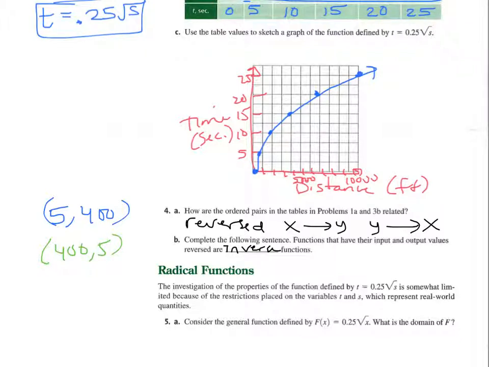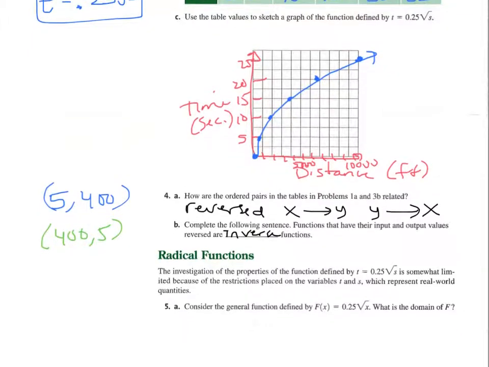So it makes sense. A square and a square root kind of undo each other. They're inverses of each other. That's why these two functions are inverses of each other. One had a square, one had a square root.